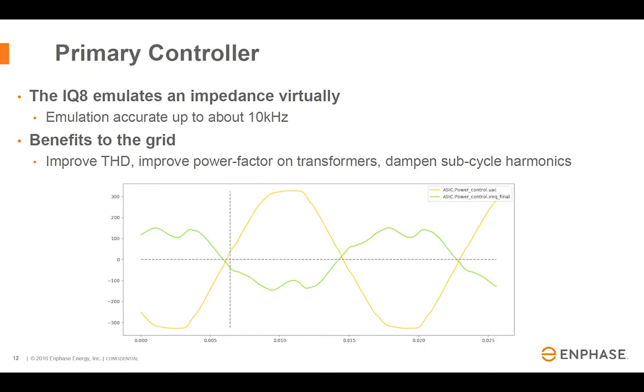I think that's been a theme through a lot of people's presentations: grid forming controls are not just for running islands. These grid forming controllers can actually do a lot to improve the dynamics of the utility, even when we're connected to the main grid. We can improve total harmonic distortion. We can dampen out these subcycle harmonics that the grid's struggling with today. We can improve power factors on transformers. There's a lot we can do with these controls.